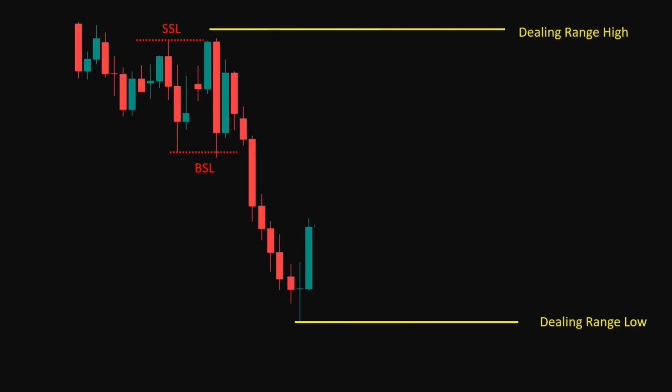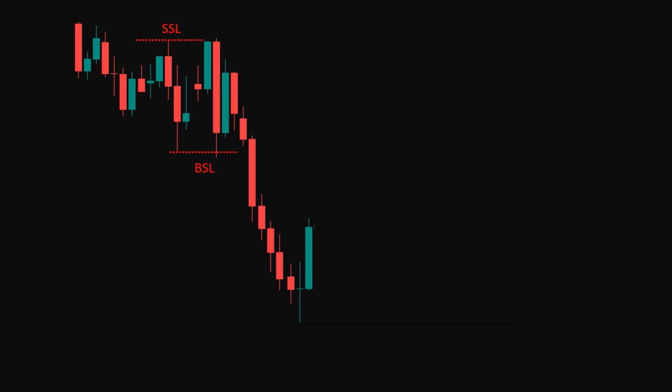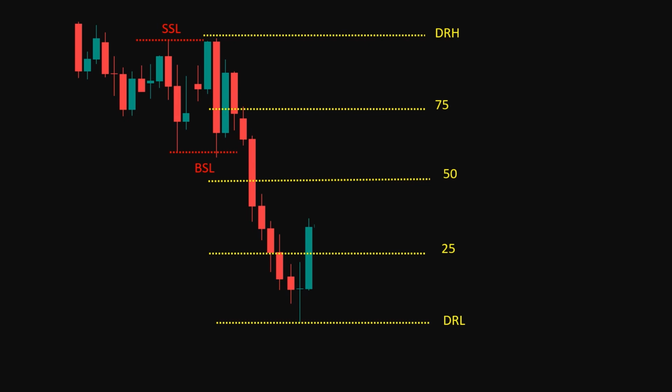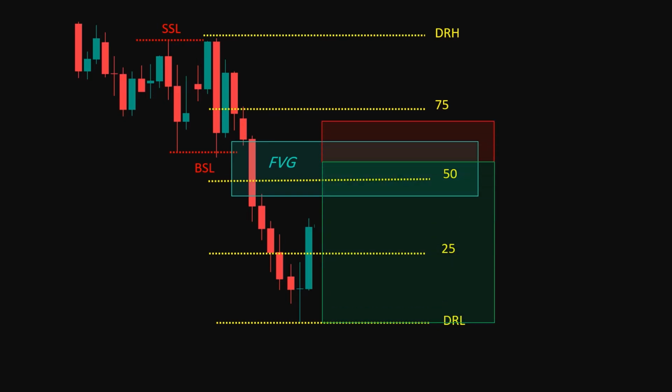So once again, we define the range from the newly formed high down to the low, and ideally, we want price to retrace above the 50 DRT. We see an FVG above the 50 DRT, and once price reaches this area, it presents a high probability opportunity to enter a short trade. DRT levels are very helpful for making optimal entries and avoiding liquidity traps.